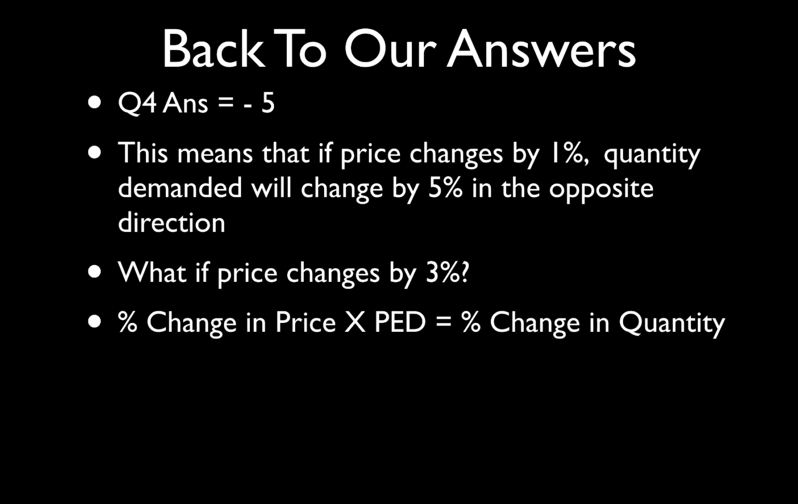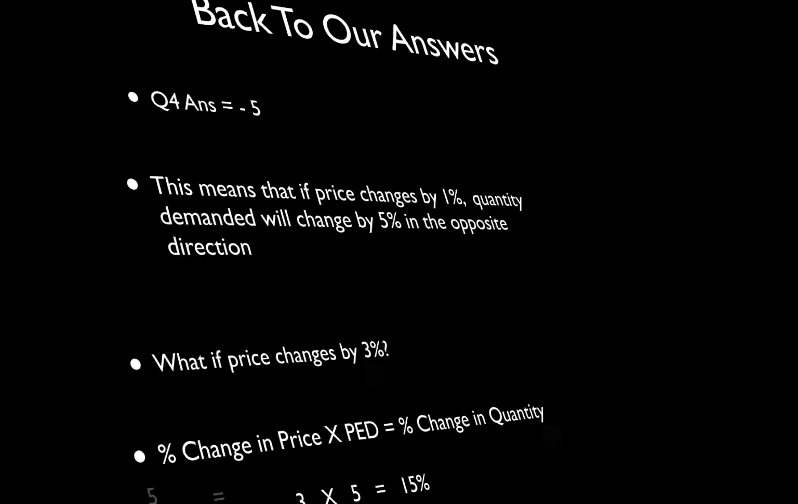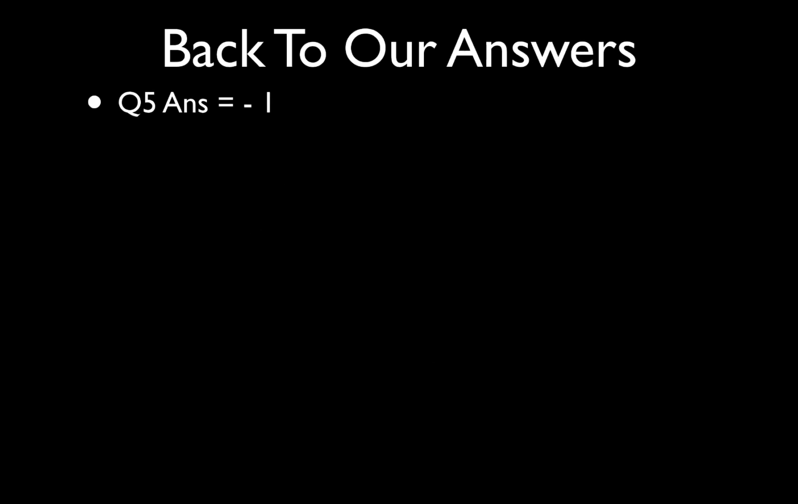again. If for every 1% change in price, quantity demanded changed by 5%, so therefore for 3%, quantity demanded must change by 15%. What about if it changes by 5%? Well, then it's going to be 5 by 5, which is a 25% change in quantity demanded. That's all it's saying. Okay, so I hope you're starting to see what these things mean.